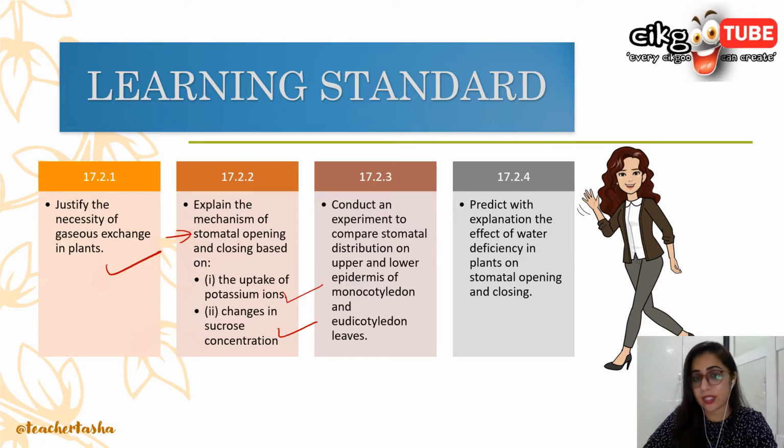And then to conduct an experiment to compare the stomatal distribution on upper and lower epidermis on monocotyledon and eudicotyledon leaves. This one we won't do, but I'll explain a little bit on what you can expect from the experiment. And lastly, to predict with explanation. You must be able to explain why, on the effect of water deficiency on plants on stomatal opening and also closing. So if there's lack of water, what happens to the stoma? Basically that's all for the learning standard.